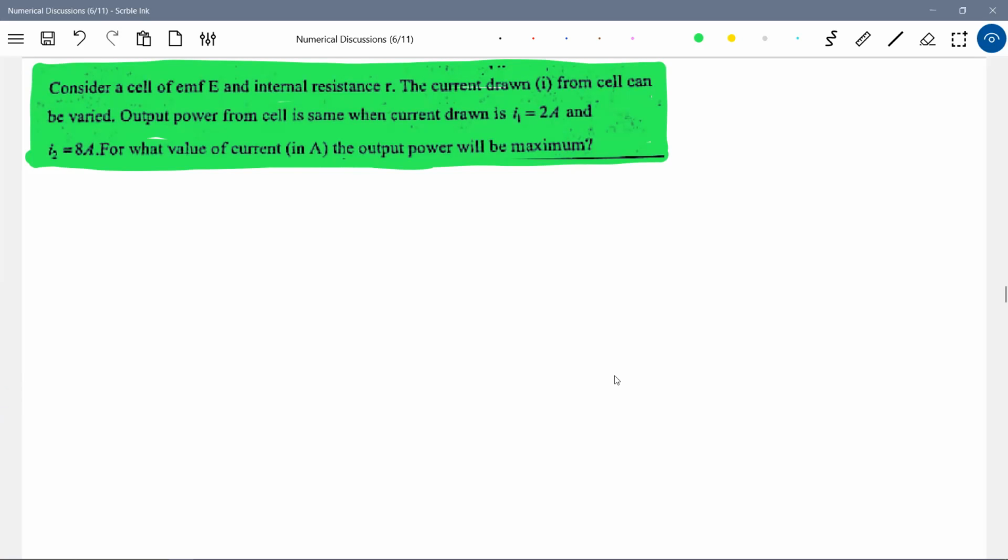One of the best questions: maximum power transfer. If you can remember, we have a cell here. Consider a cell of EMF E and internal resistance R. The current drawn from the cell can be varied. The output power is the same when the current drawn is I1 or I2 ampere.